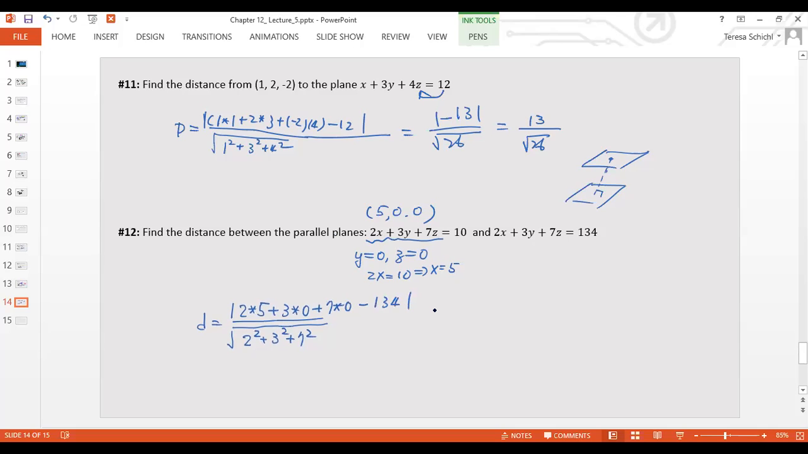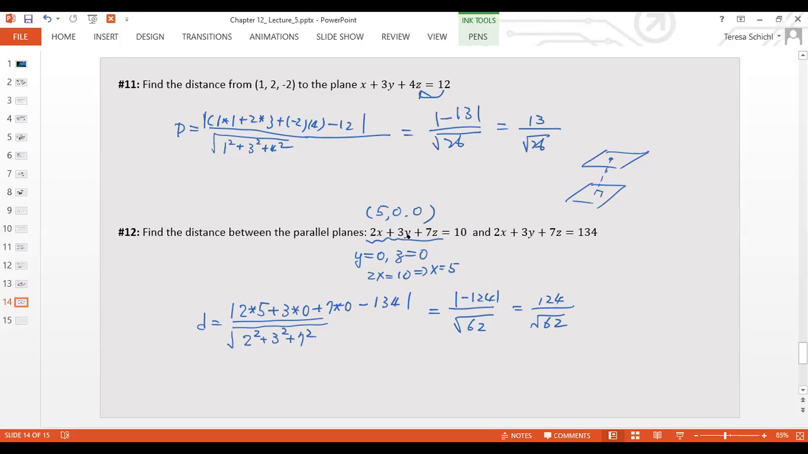Okay, so now you get it here. This is 2 square 4 plus 9 plus 49. This is 62. And this is negative 124. So it's 124 square roots of the 62 here. All right. So these two, they are really related.